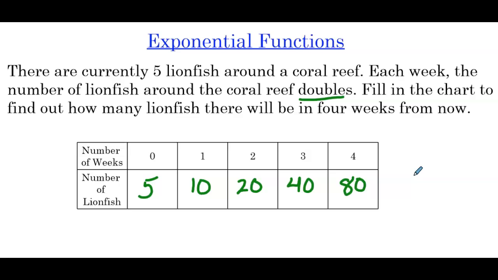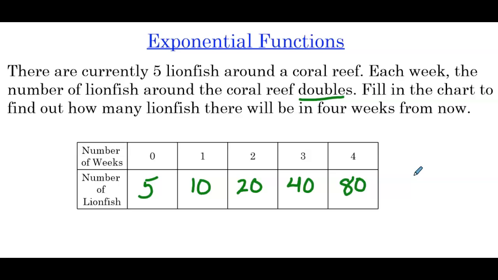Notice that we start relatively small, only 5 lionfish, and very quickly we build up to 80 lionfish. So this is one of the properties of exponential growth, where things start small, and in this case they're doubling, so they grow very quickly. We'll also look at exponential decay, which is going to be things getting smaller very quickly.